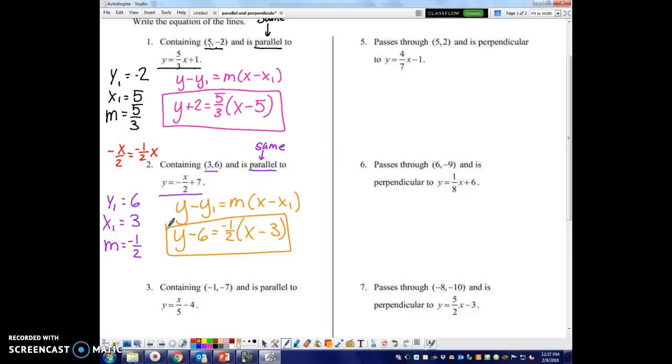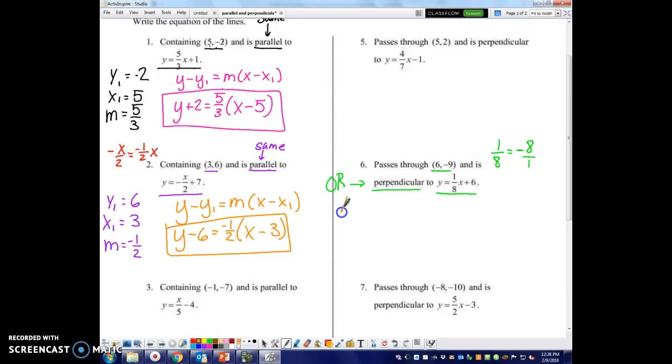Okay, so let's move over to number 6. Number 6 says the line is passing through this point and is perpendicular to this line. Perpendicular means what about the slope? Opposite reciprocal. Okay, so this slope right here is positive 1 over 8. So the opposite would be negative, and instead of 1 over 8, it's now 8 over 1, or just 8. You don't have to write the over 1.